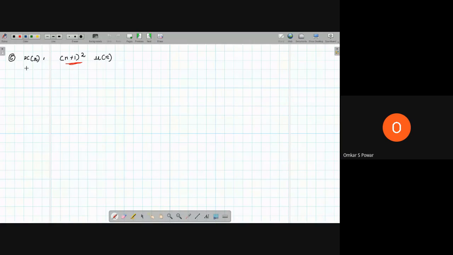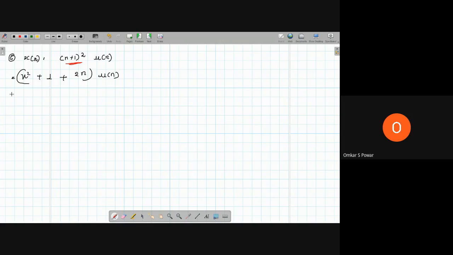So x of n is equal to (n plus 1) the whole square into u of n. So how can I simplify this one? This is in the form of (a plus b) the whole square. So let me write it down: a squared plus b squared plus 2ab, into u of n.